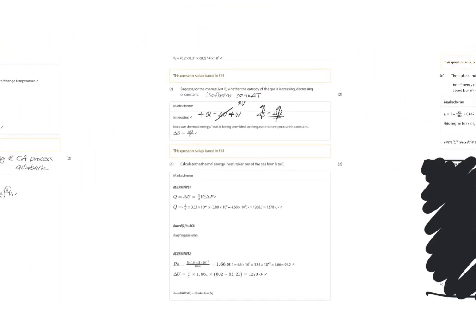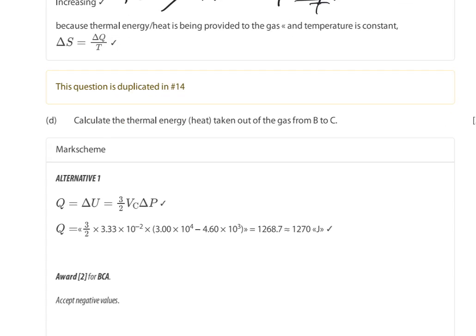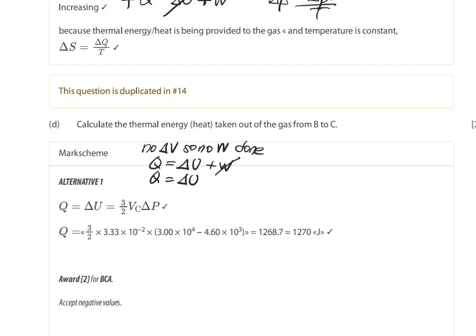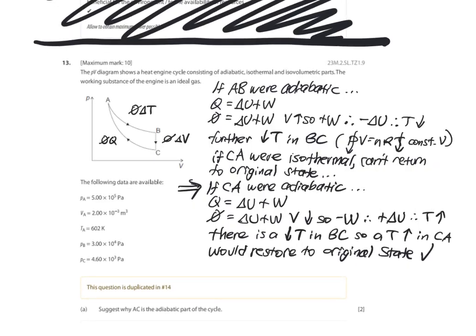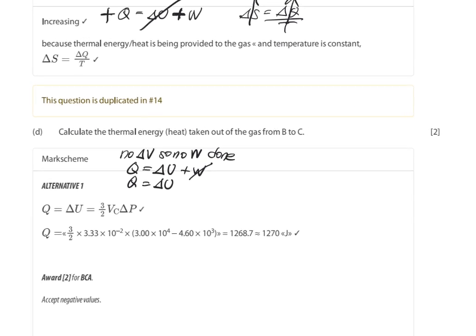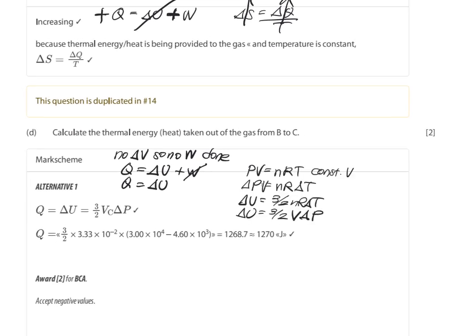B to C is the isovolumetric. All right, so there is no change in volume, so there's no work done, so there's no W, so the heat is going to be the change in the internal energy. And I don't know any of the temperatures, do I? I know temperature at A, 602 Kelvin. But what I can do, and I did this in 11, instead of doing delta U is 3/2 nR delta T and figuring out the temperatures, we can say that delta U is 3/2 V delta P, which is where this is coming from here.